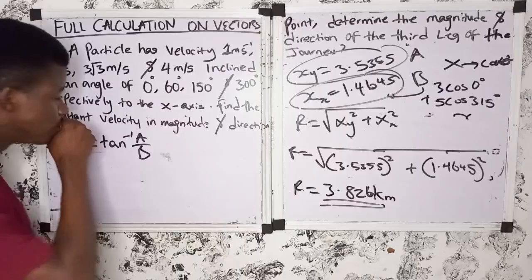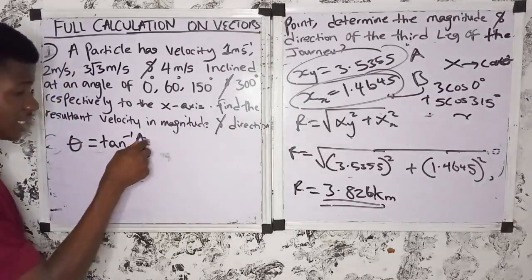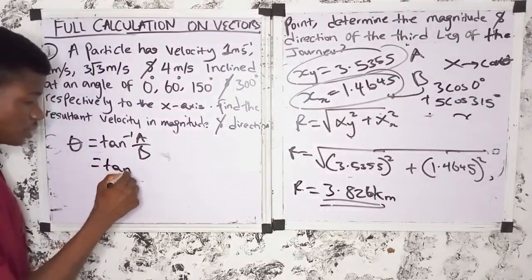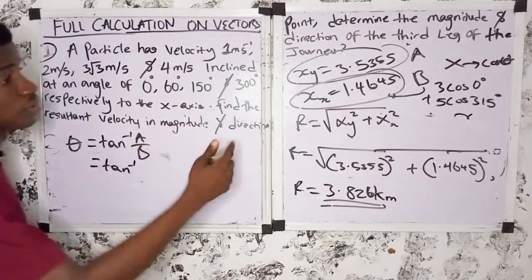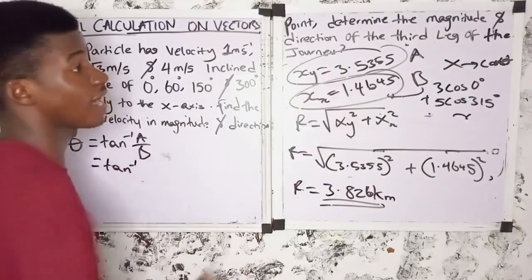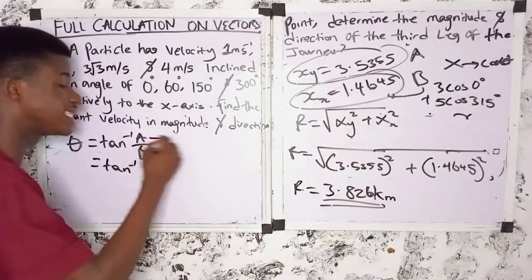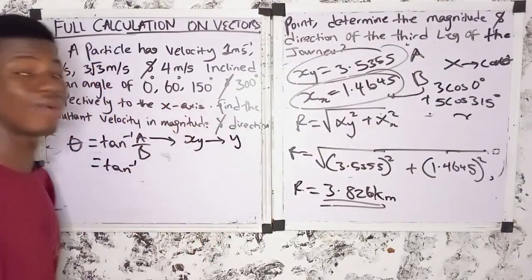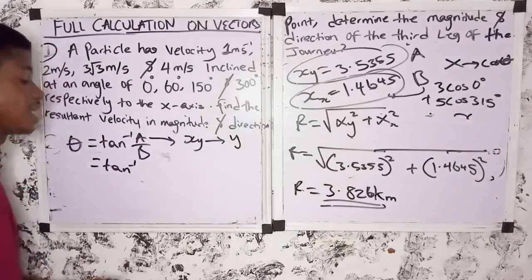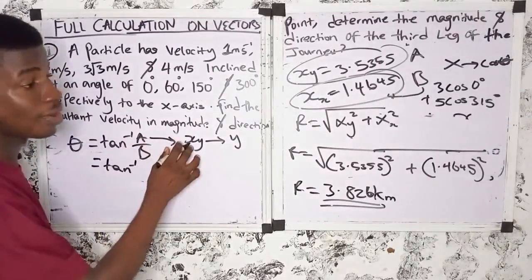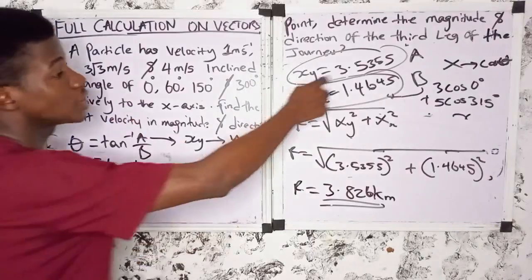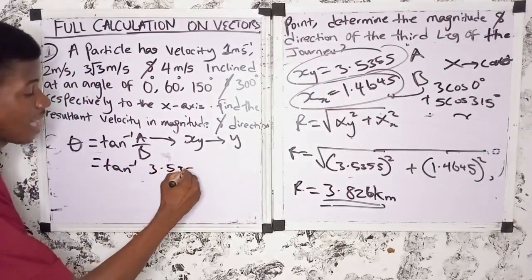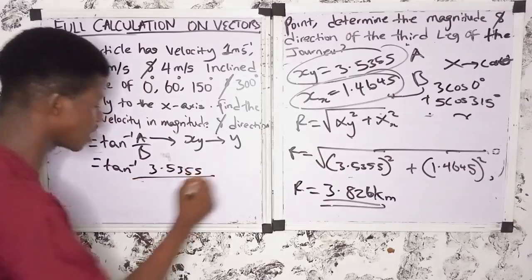Theta is equal to the inverse of tan a over b, right? So let's continue. Equals the inverse, which is shift tan. A is what? 3.5355. Remember, I told you guys a is the same as the y direction, y-axis, so they are the same thing. So what is our a, or our y? Our y is 3.5355. Then divide by our b.